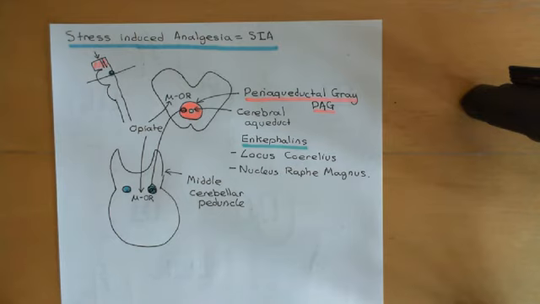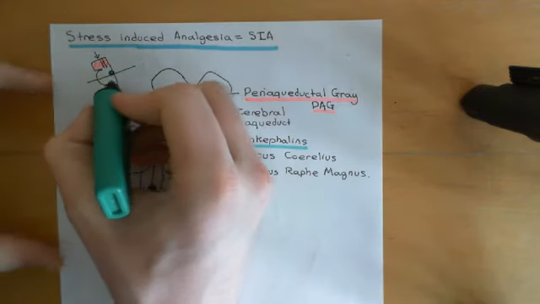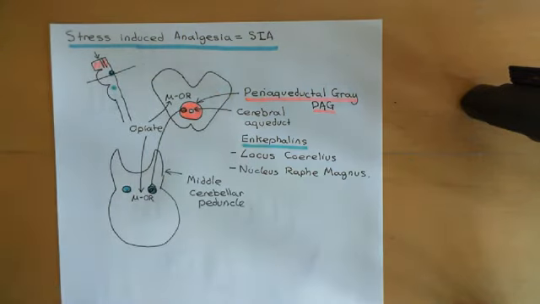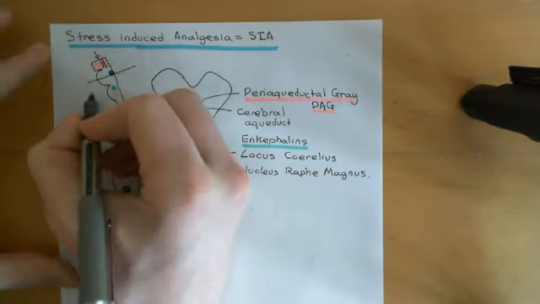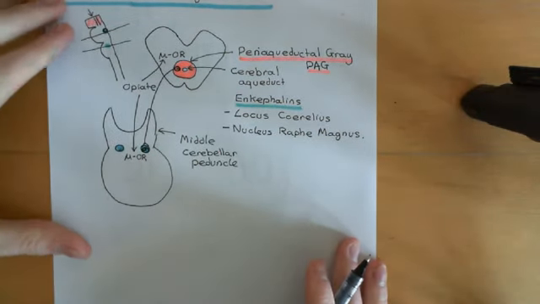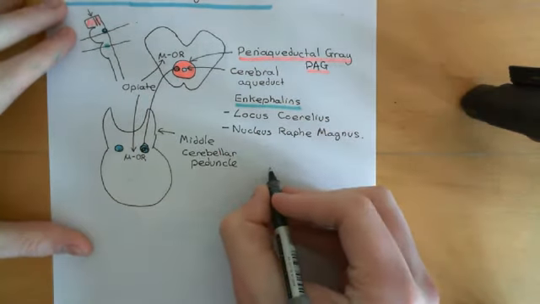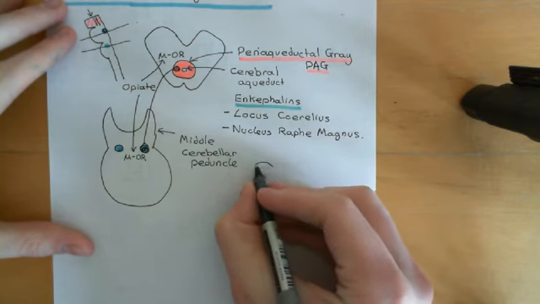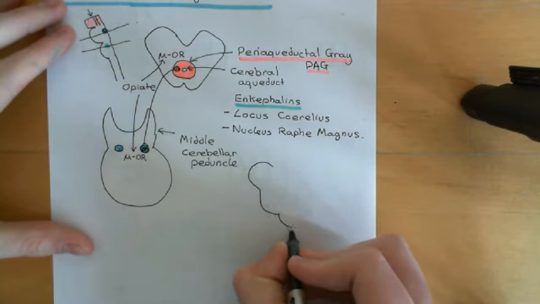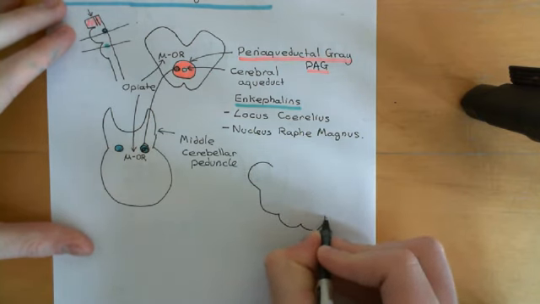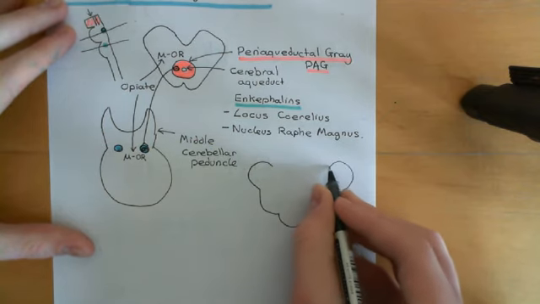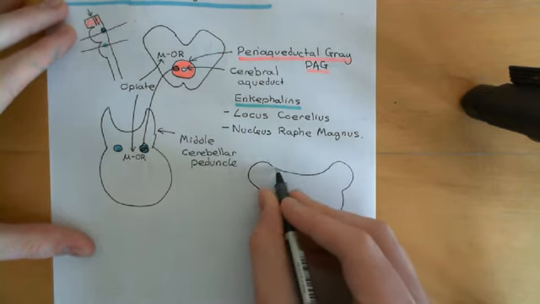Okay, so the nucleus raphe magnus, you again have two of them, and they're at the top of the medulla here. So now let's take a cross-section of the medulla so that we can see the two nucleus raphe magnus. Basically, if you take a cross-section of the medulla, it looks kind of like this. These are the pyramids of the medulla right at the front. This is the inferior olive, and then these portions behind are the inferior cerebellar peduncles.